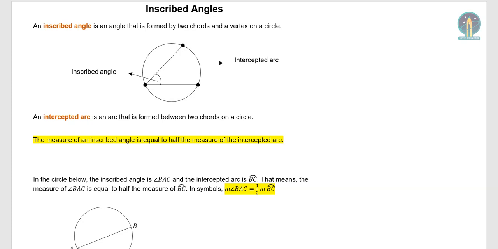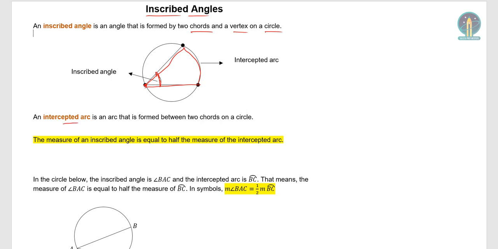In this concept, we're going to talk about inscribed angles. An inscribed angle is an angle that is formed by two chords and a vertex on a circle. So two chords intersecting at one vertex. Okay, this is called the inscribed angle, and this is the intercepted arc.